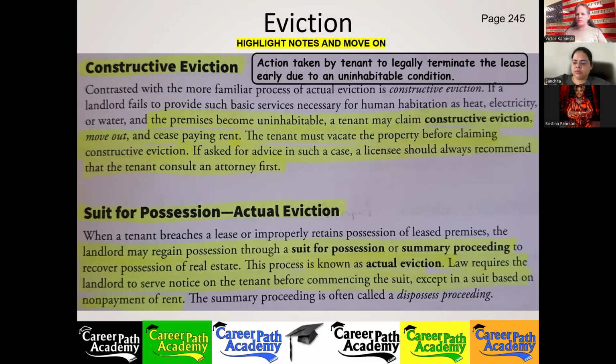So constructive eviction, this is the action taken by a tenant to legally terminate the lease early due to uninhabitable conditions. That's constructive eviction. Now, sometimes the landlord will purposefully not do repairs to get the tenant to self-evict because it's a lot easier than him trying to get them evicted so that he could get a tenant to pay more money as well. That's another way that a landlord can illegally try to remove a tenant through constructive eviction by getting them to evict themselves and terminate the lease early. Okay. There have been schemes about landlords doing that in New Jersey before, too.